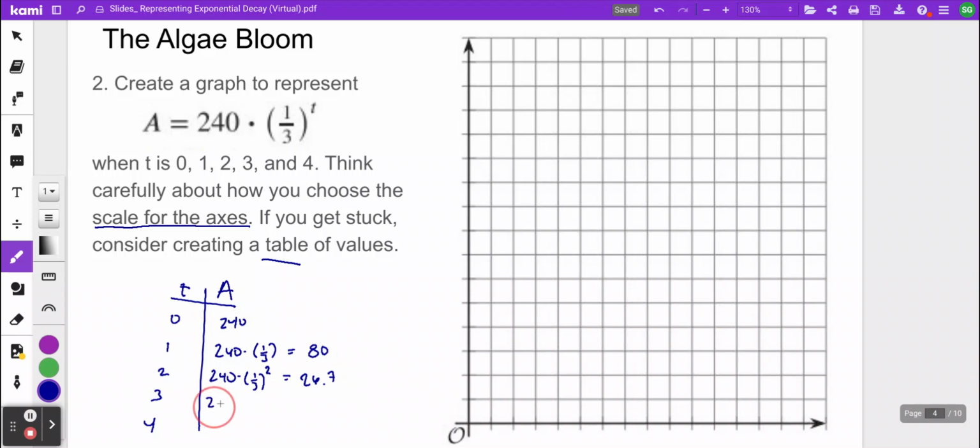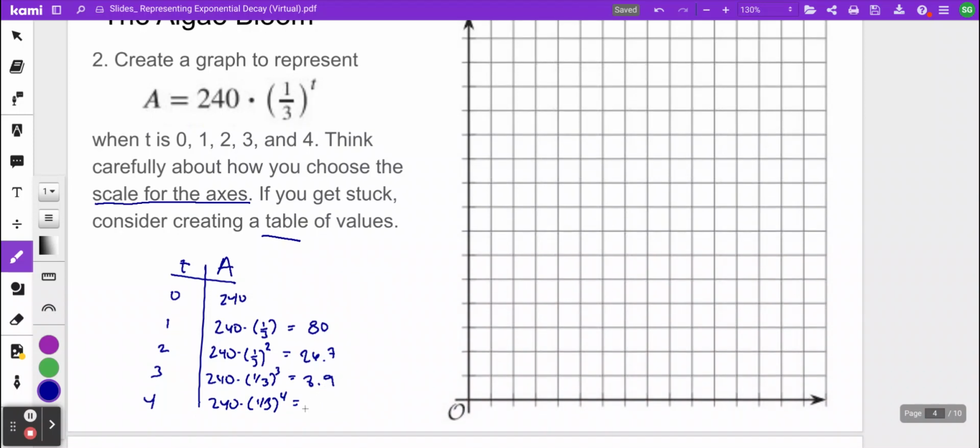For hour 3, the same idea. If I am using my equation, I need to do 240 times 1/3 cubed. And when you do that, that's going to give us 8.888888. So I'm going to round that to 8.9. And then finally, for hour 4, that's just going to be 240 times 1/3 to the 4th power. And so that, again, you can use the previous number and just multiply it by 1/3 again. But that would give us, it's really close to 3. So I'm just going to go ahead and write 3.